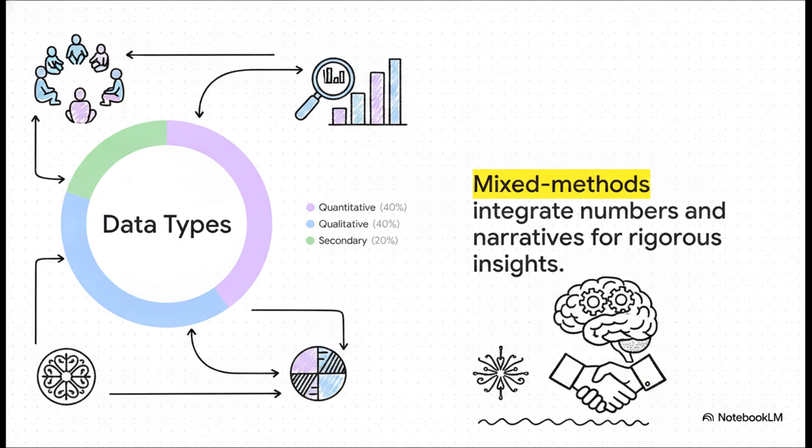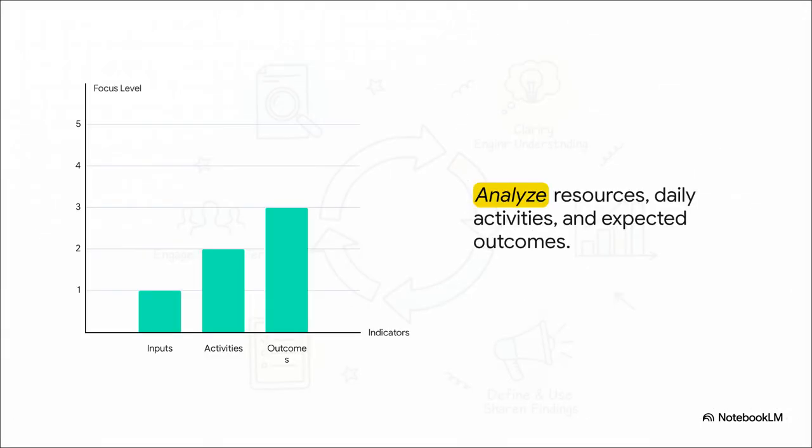It is so absolutely vital here that your data collection honors cultural norms. For example, maybe you don't use a written survey in a community with a strong oral tradition. And above all, you have to deeply respect data sovereignty and privacy. Moving into step 5, we generate conclusions. We do this by analyzing our indicators, taking a really close look at our resources, our daily activities, and ultimately asking if those expected outcomes actually happened.